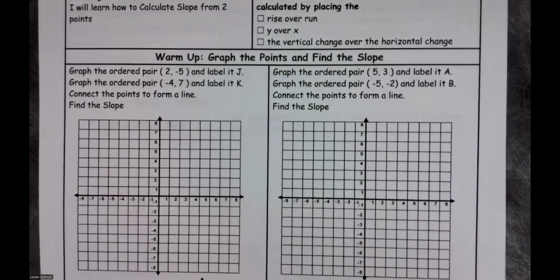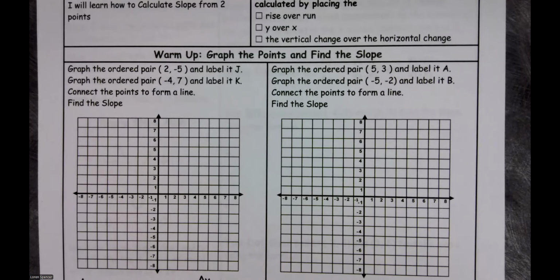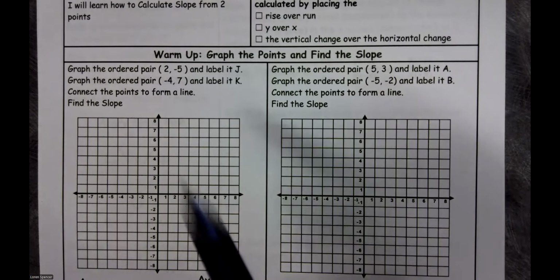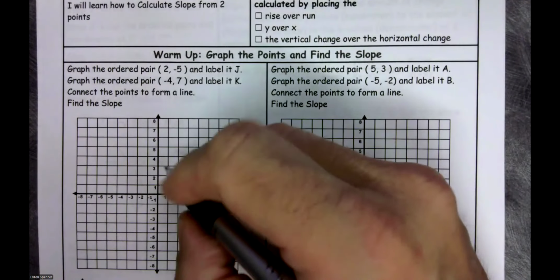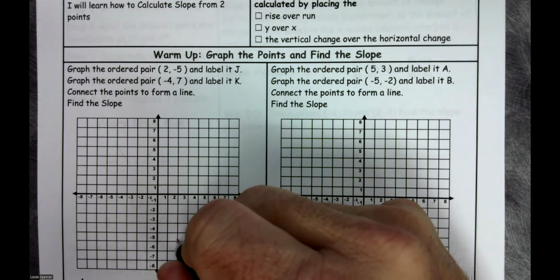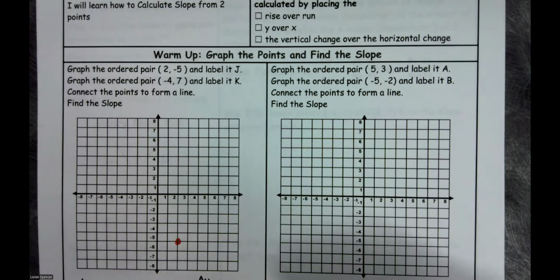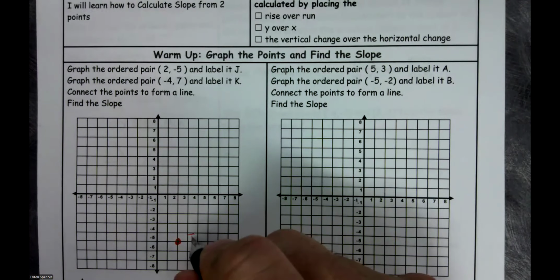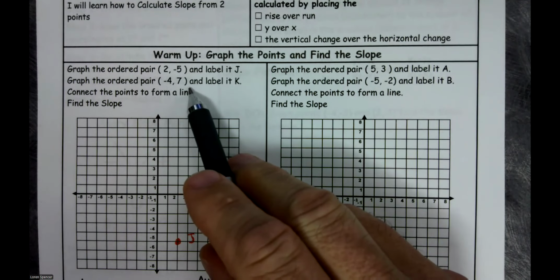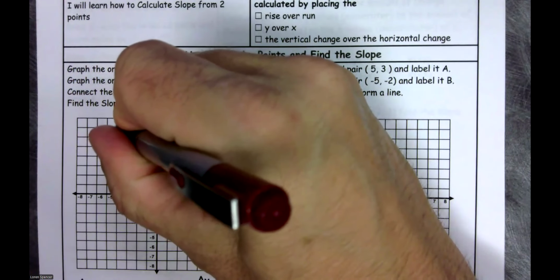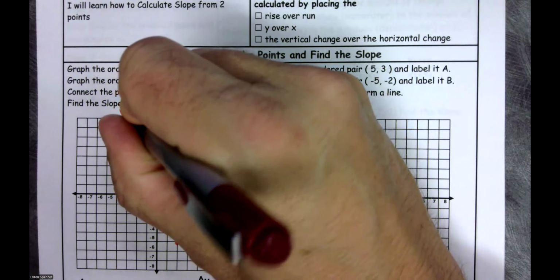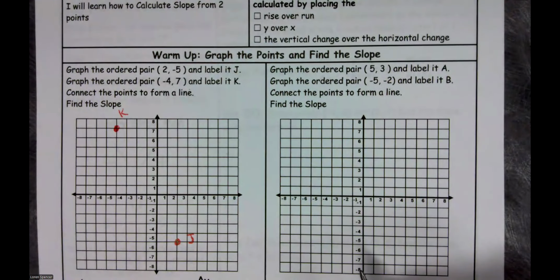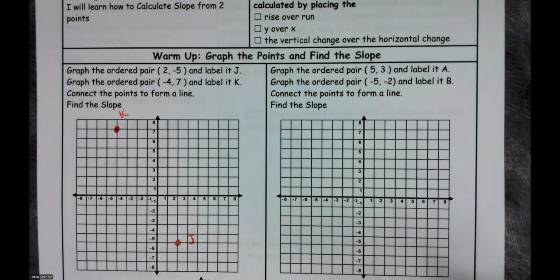Graph the ordered pair (2, -5) and label it J. So 2, and -5. That's right there, and we're labeling it J. Then it says graph the ordered pair (-4, 7). Label it K. Connect the points to form a line.